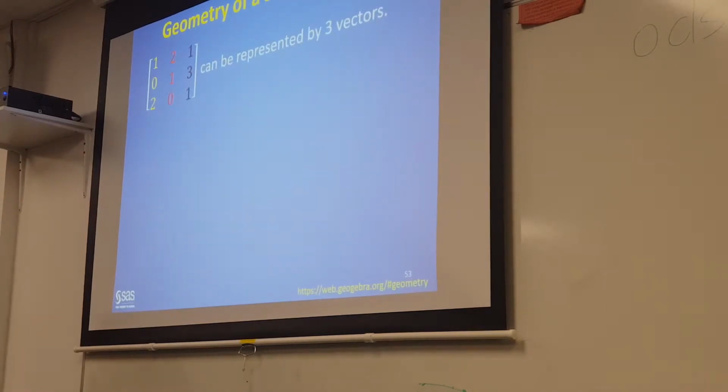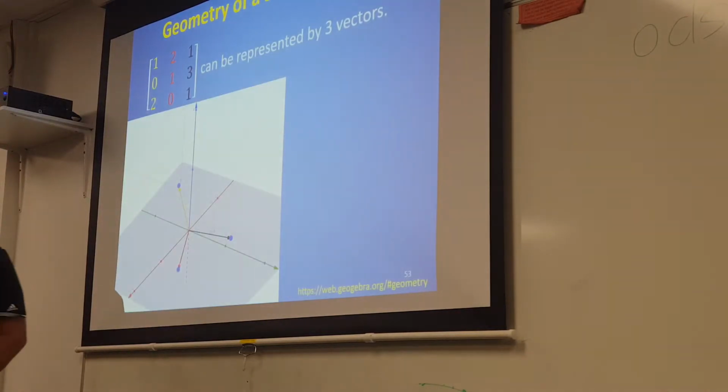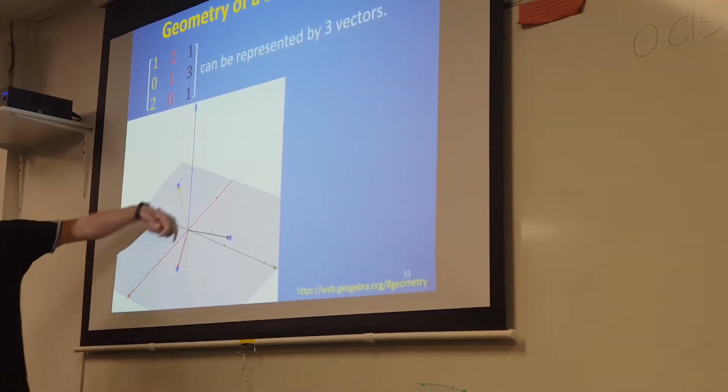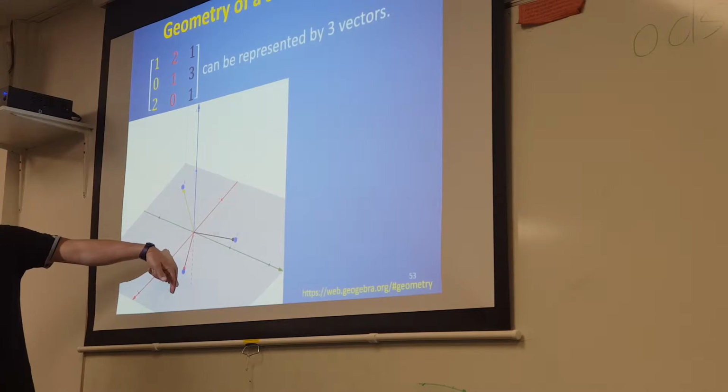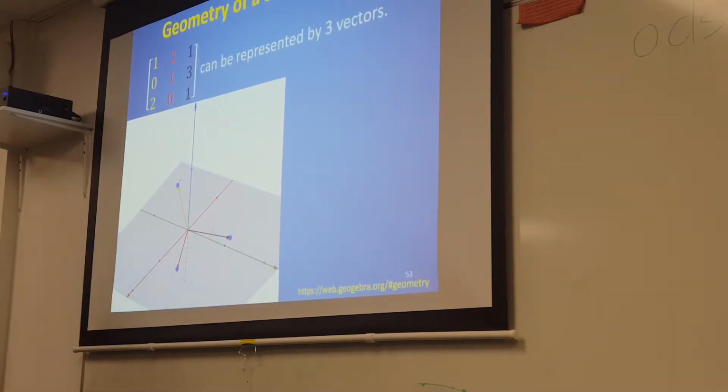We can consider this matrix 1, 0, 2, 2, 1, 0, 1, 3, 1 as 3 vectors. These 3 vectors are sitting in 3-dimensional space. So here's the first vector, the yellow vector, 1, 0, 2. The next vector is in red, pointing in this direction. It's 2, 1, 0, and there's a third one in 3-dimensional space, 1, 3, 1.